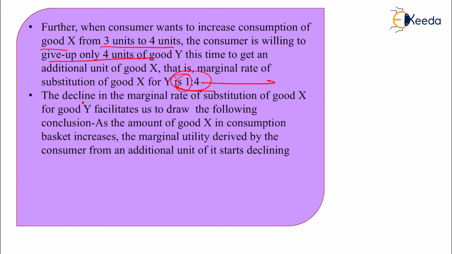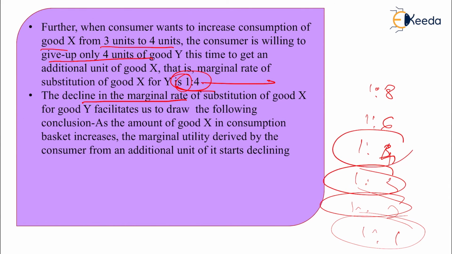Now the decline in the marginal rate, if you see, earlier it was 1:8, then 1:6, then 1:4, then 1:3, then it will be 1:2, or probably 1:1. It will keep on declining. Now why is this marginal rate of substitution going down? This is something that we need to check. This decline in the marginal rate of substitution of good X for good Y facilitates us to draw the following conclusion. As the amount of good X in the consumption basket increases, the marginal utility derived by the consumer from an additional unit starts declining.